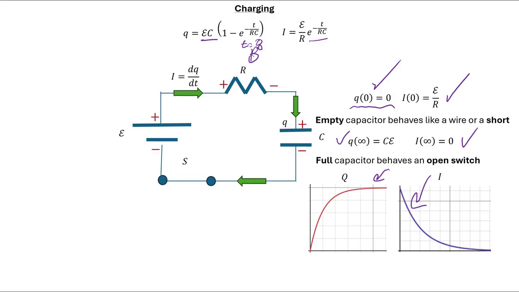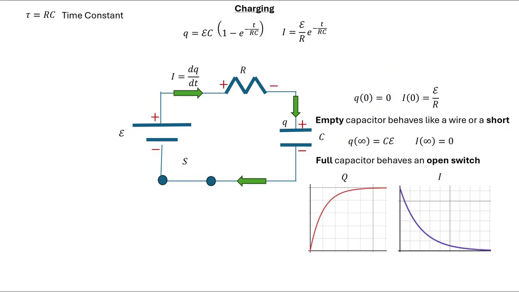And if you plot these two functions, you get the exact same graphs I drew before, because of course I cheated and I actually plugged those two equations in right from the get-go. This just confirms, though, and this is something to keep in mind when you do problems, an empty capacitor behaves like a short. A full capacitor behaves like an open switch. We're going to make use of that in our example problem later.